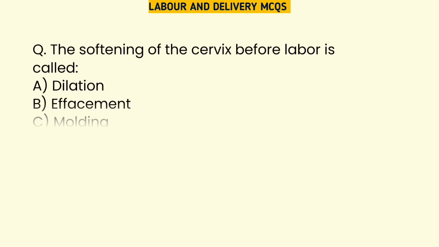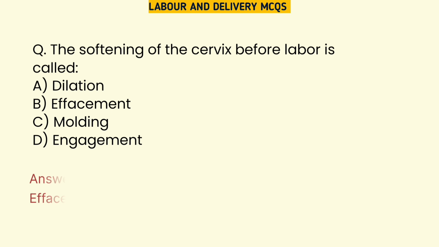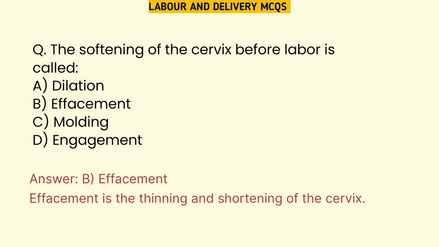Next question. The softening of the cervix before labor is called. Correct answer is B. Effacement. Effacement is the thinning and shortening of the cervix.